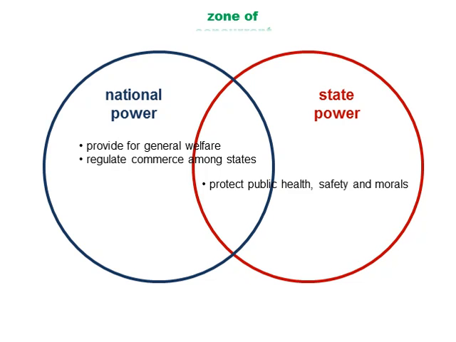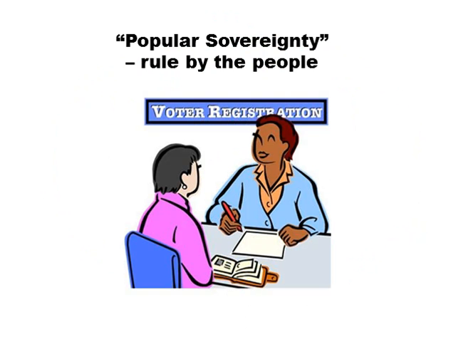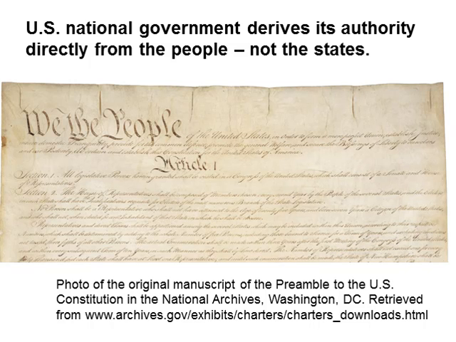In the overlap are shared or concurrent powers, authority used by both the central and state governments to solve complex problems. The second basic concept of American federalism is that both levels of government receive power directly from the people. The principle of popular sovereignty, rule by the people, is in every state constitution. It's also emphasized in the U.S. Constitution, which begins, "We, the people of the United States, do ordain and establish this Constitution."